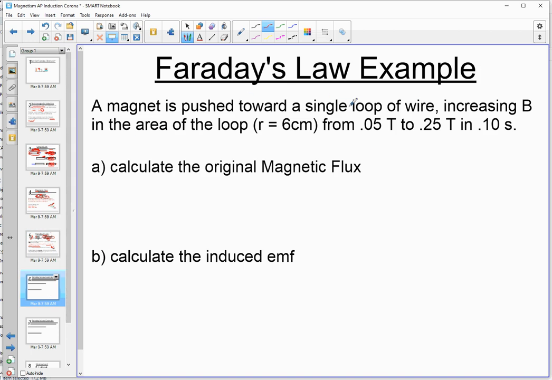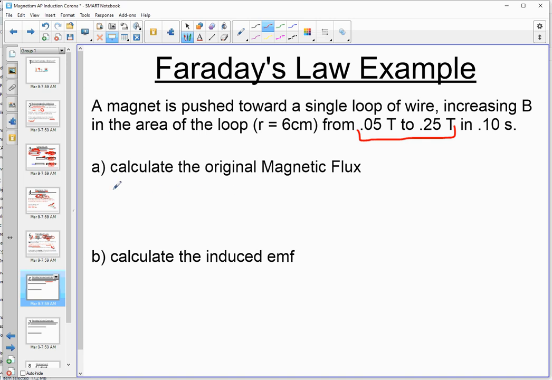All right, let's take a look at a numerical example. A magnet is pushed toward a single loop of wire, so N is going to be 1, increasing the magnetic field strength in the area of the loop, which has a 6 centimeter radius, from 0.05 Tesla to 0.25 Tesla in 0.10 seconds. So the thing that's changing here is the B. First they ask, calculate the original magnetic flux. So calculating flux is a thing, not even calculating Faraday's law of induction, not even calculating potential difference.